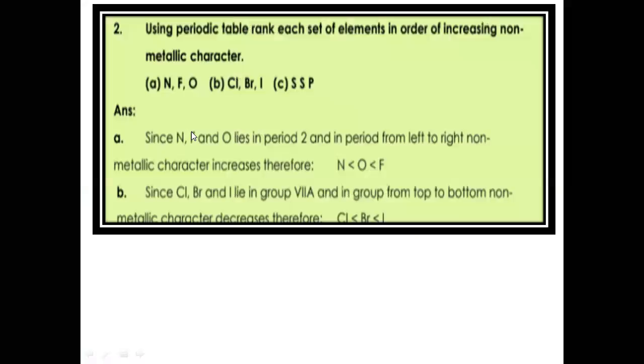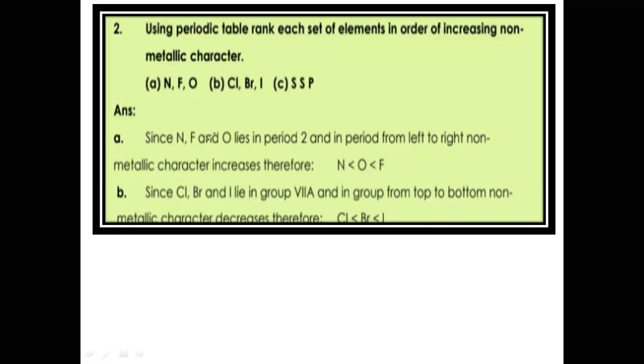Question number 2 is: using the periodic table, rank each set of elements in order of increasing non-metallic character. So if you arrange them on the basis of non-metallic character, in the first case we have nitrogen, fluorine, and oxygen. Nitrogen is present in group number 5, fluorine in group number 7, and oxygen in group number 6 of the periodic table.